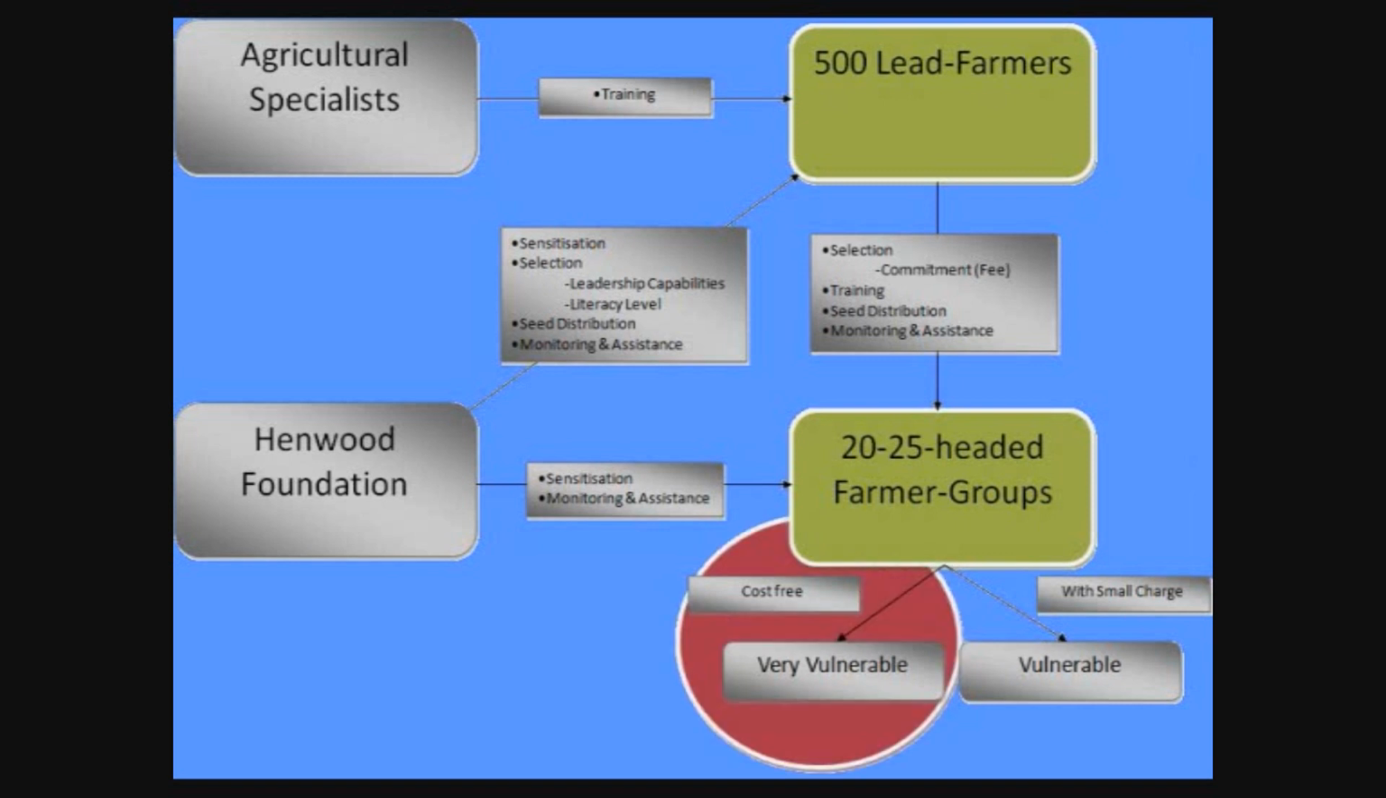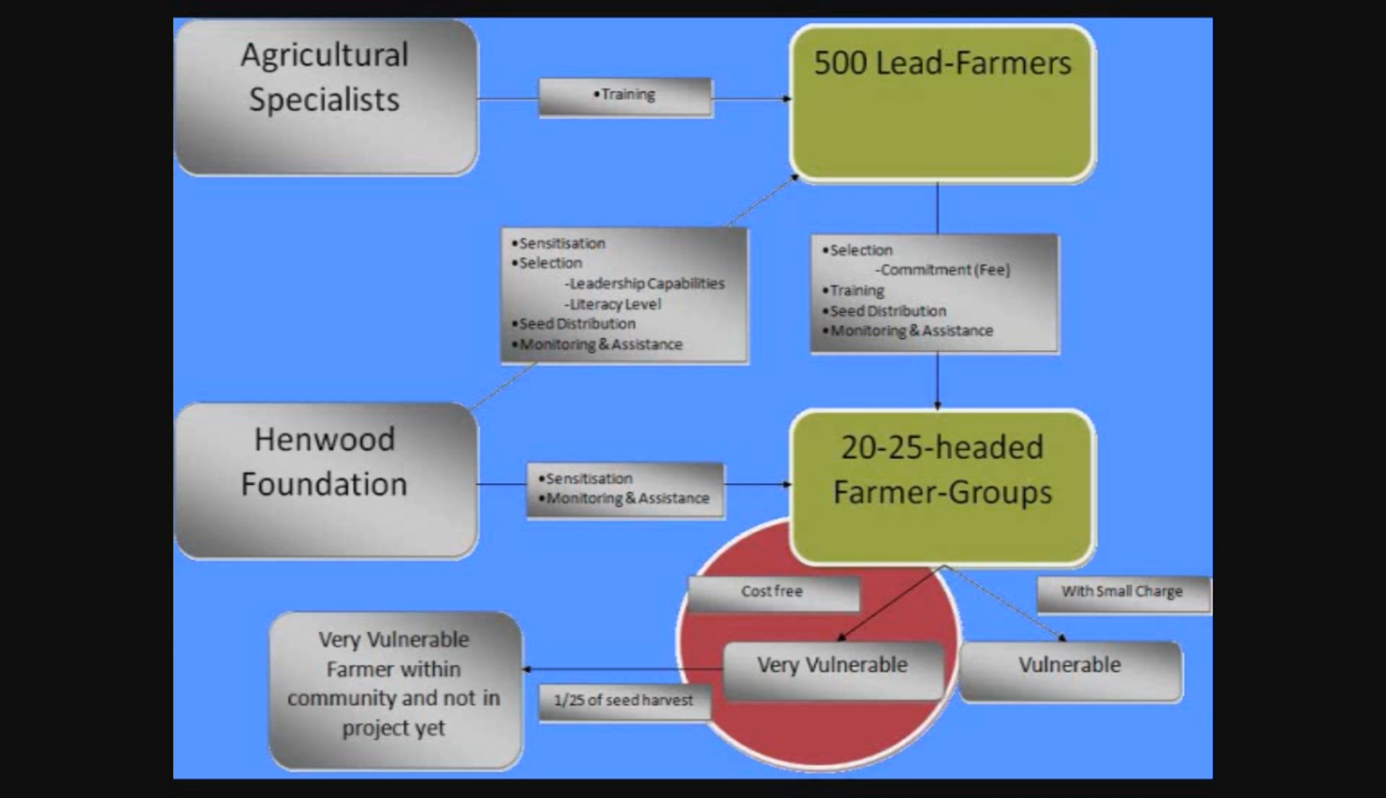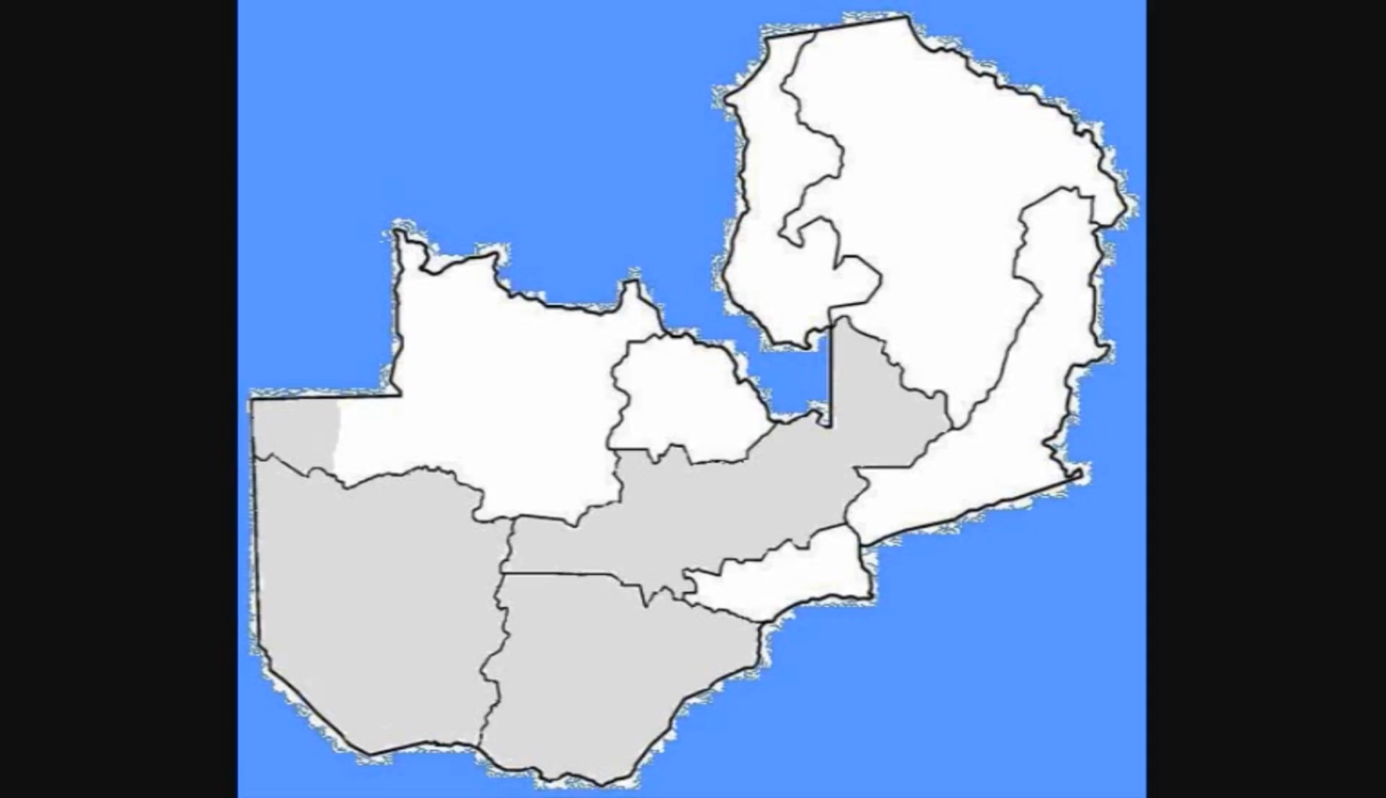Now it is those very vulnerable farmers who received their seeds cost-free to pass 1/25 of their harvested seeds, which equals approximately the amount they received cost-free, onto a very vulnerable farmer who is now willing to participate in the project, so he has a base to start from. The new participants are taken into a lead farmer's group when the farmer is in the lead farmer's catchment area. For expansion of the project into new areas, new project structures are formed with the lead farmers and farmer groups.